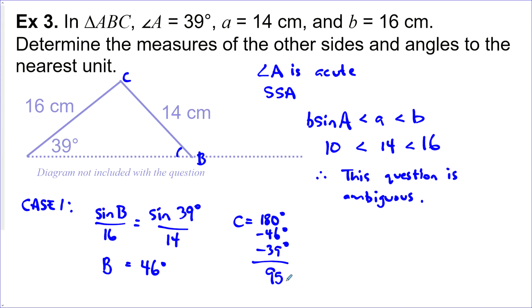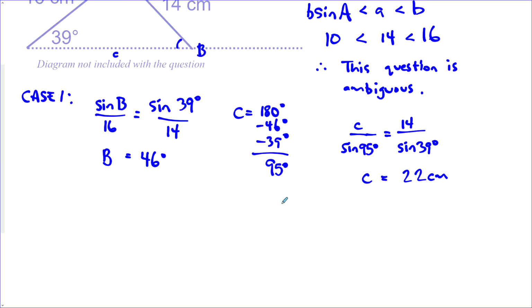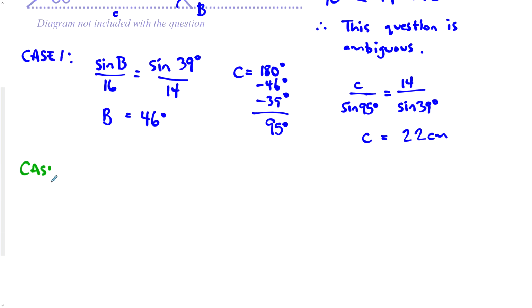95 degrees. And last, we need to find side C here, and we will use the sine law to find that. So C over sine 95 is equal to, and this time our side lengths are in the numerator, 14 over sine 39. Multiply both sides by sine 95, and we get that side C is 22 centimeters.